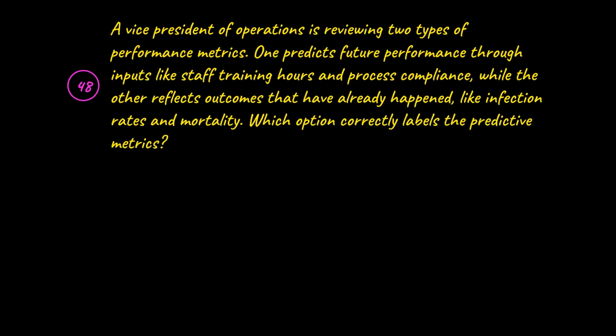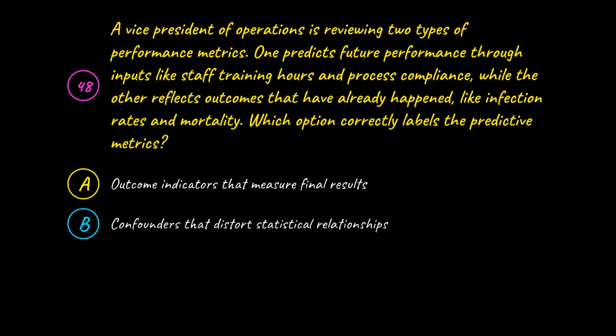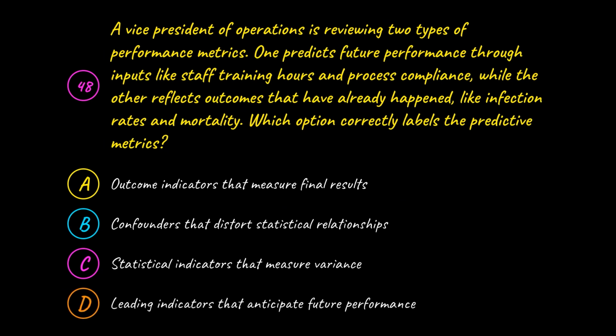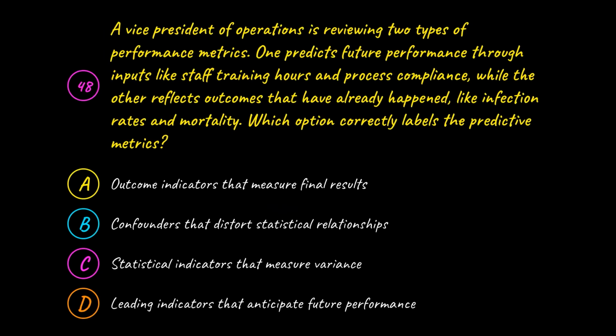Your options are A. Outcome indicators that measure final results. B. Confounders that distort statistical relationships. C. Statistical indicators that measure variance. D. Leading indicators that anticipate future performance. Got a guess? Lock it in.